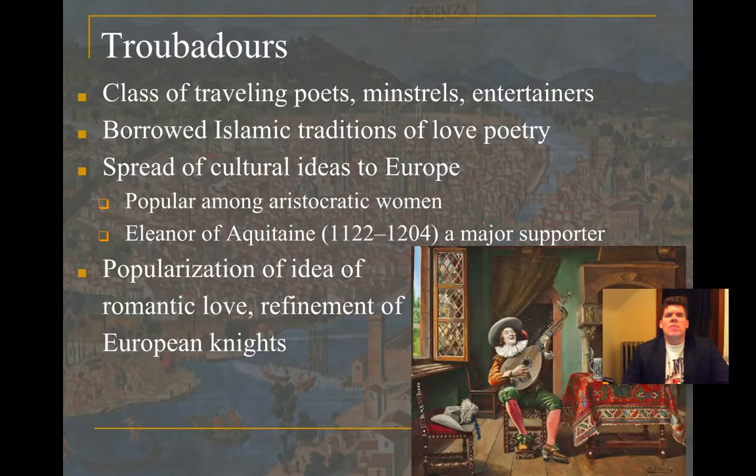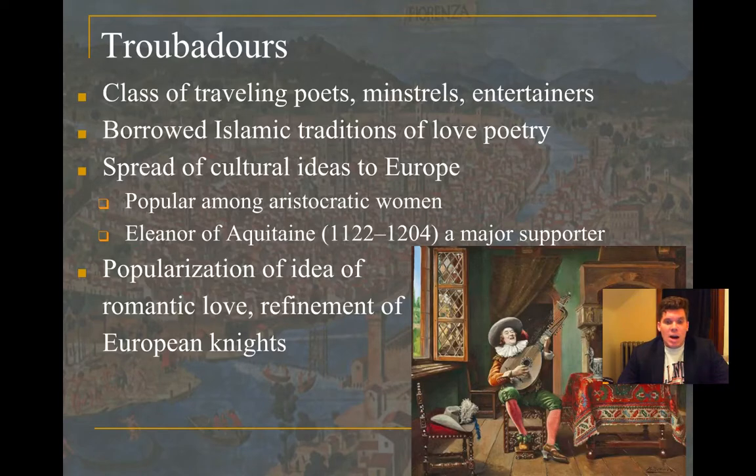Also, in terms of entertainment, so to speak, there were musicians or troubadours, which is basically a class of traveling poets, minstrels, and entertainers who basically traveled around Europe and entertained people. They borrowed heavily from the Islamic traditions of love poetry, and as a result, they were really, really popular with aristocratic ladies. Ladies back in medieval times, just like now, just like forever, love the idea of love. A lot of guys do too, but it's always been very popular.